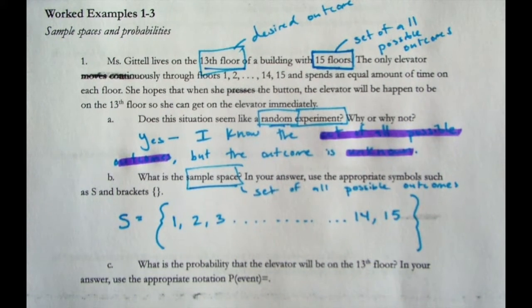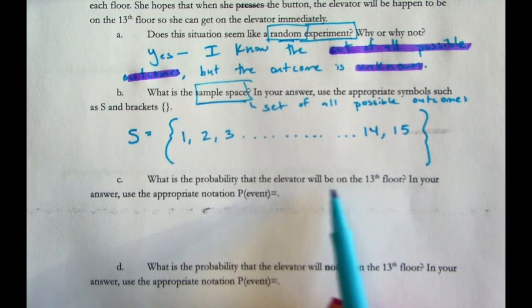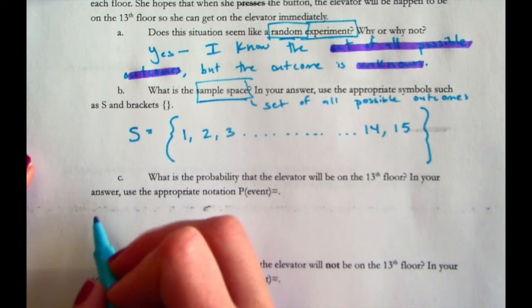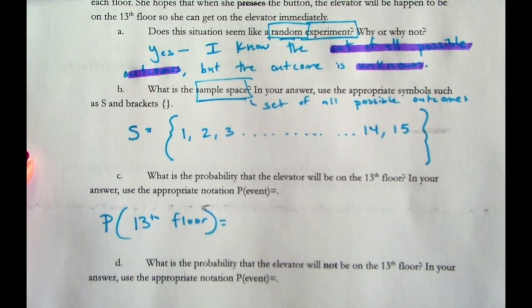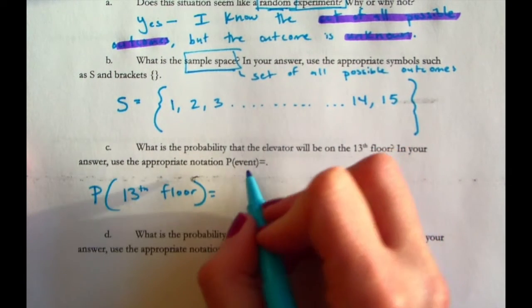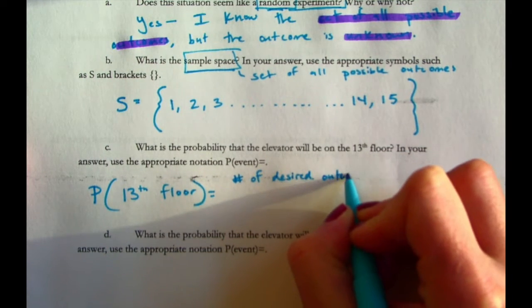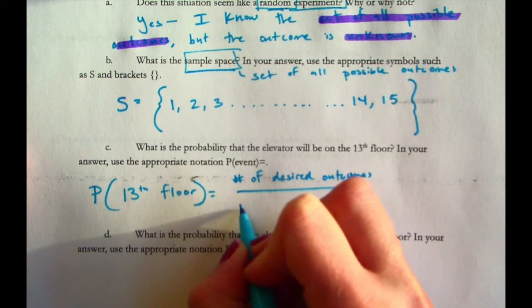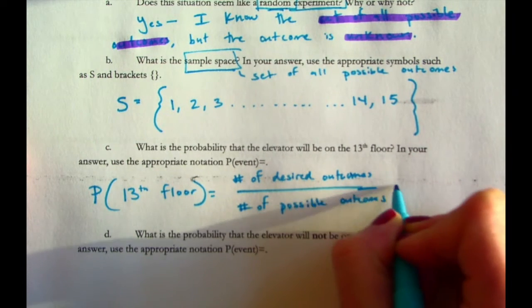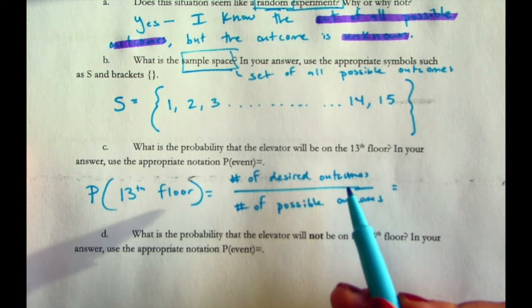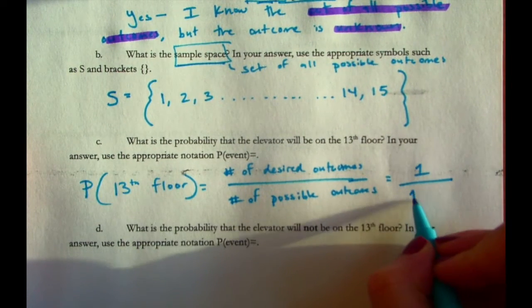All right. What is the probability that the elevator will be my desired outcome? The elevator will be on my floor, the 13th floor. So the probability that the elevator is on the 13th floor, I'm going to use my equation for probability, which is number of desired outcomes divided by number of possible outcomes. In this case, there's only one floor that I want the elevator to be on. I want it to be on my floor, obviously. So that's one desired outcome out of the possible 15 floors that the elevator could be on. So that's 1 over 15.